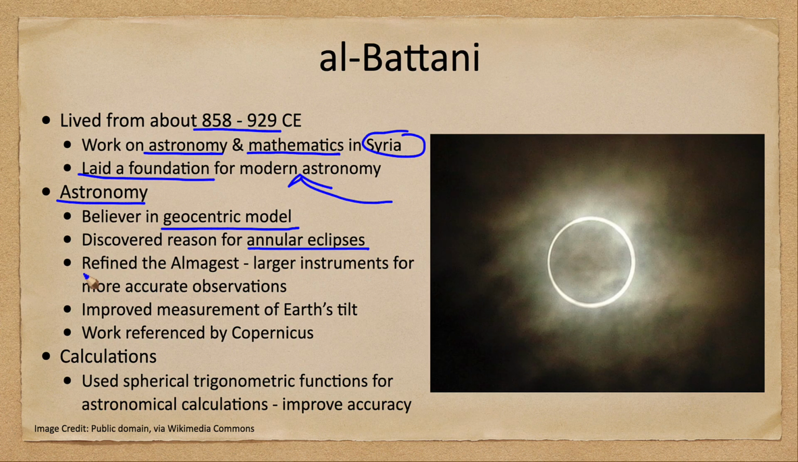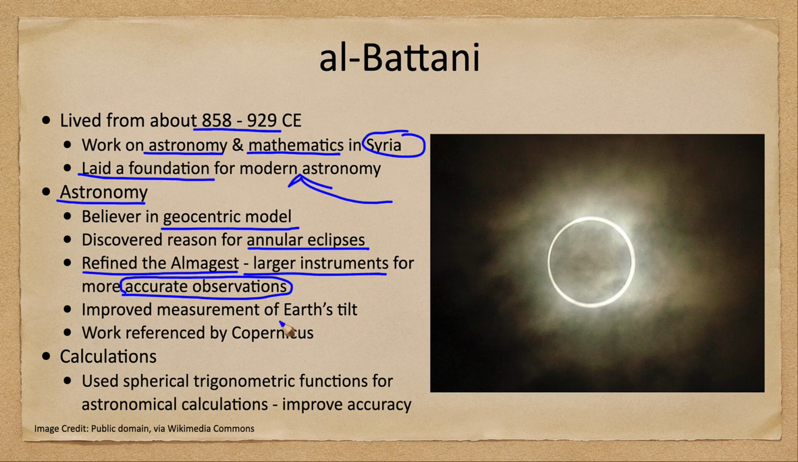He worked on refinements for the Almagest. We've seen that with other astronomers as well. And again, the Almagest was the key work for a long period of time. But it didn't just sit there stagnant. It was constantly being worked on and adjusted by various astronomers of different nationalities. Using larger instruments and getting more accurate observations then allowed for refinements of the model.